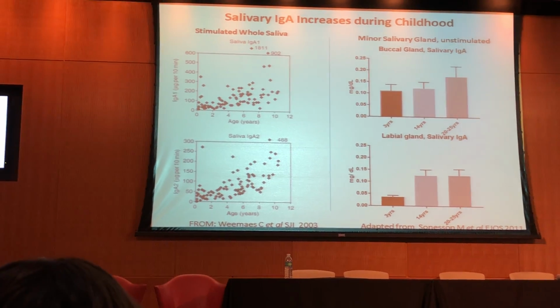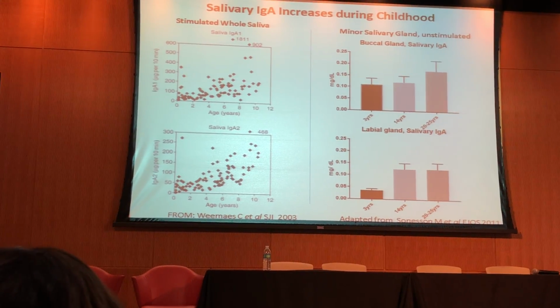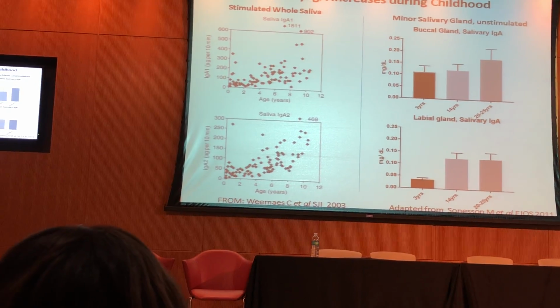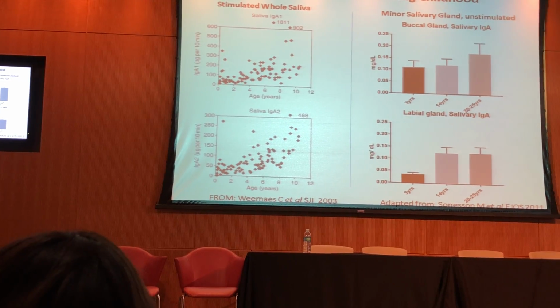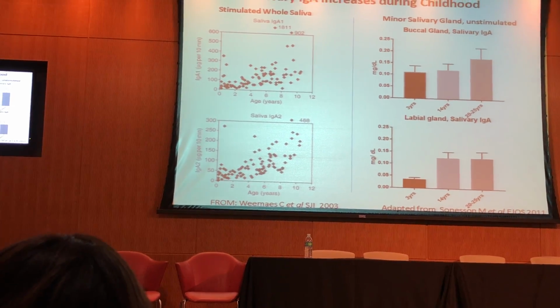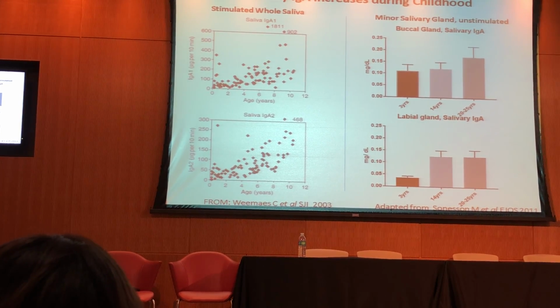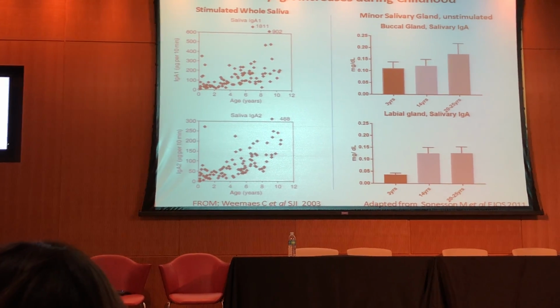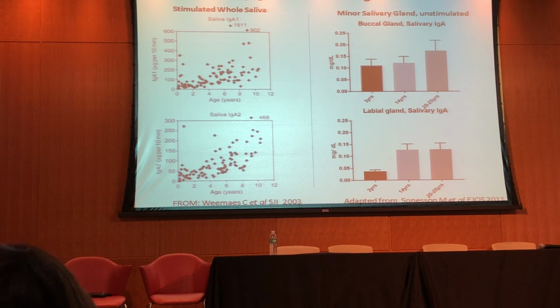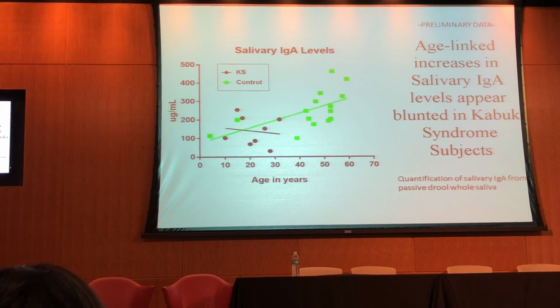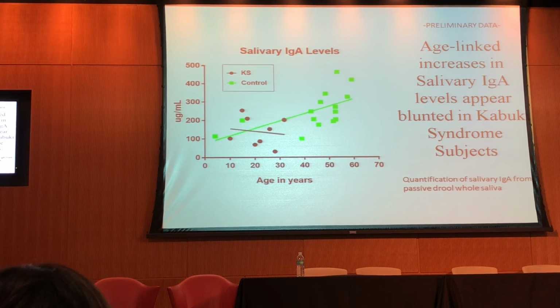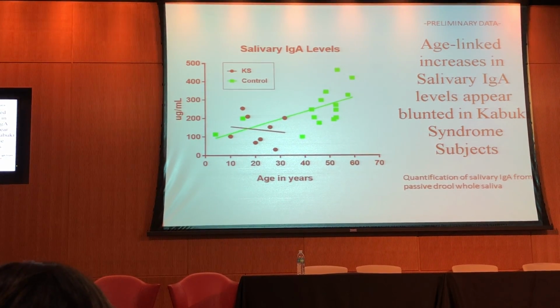In addition, we know over time, that at mucosal sites as well as in the blood, the IgA level goes up. I showed you that in the blood, IgA goes up with age. We also know this is true for the saliva, and that's a site in the mouth and in the GI tract where the IgA level has been shown to increase over time. And we're in the process of trying to confirm if the same is true in Kabuki syndrome.